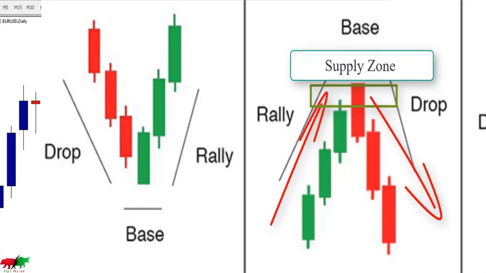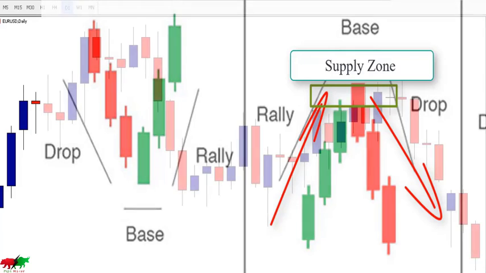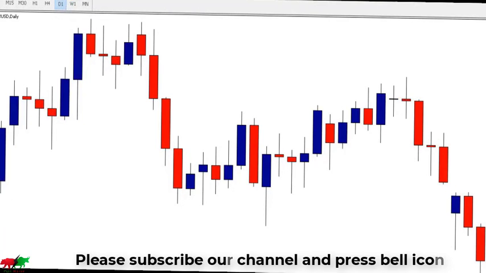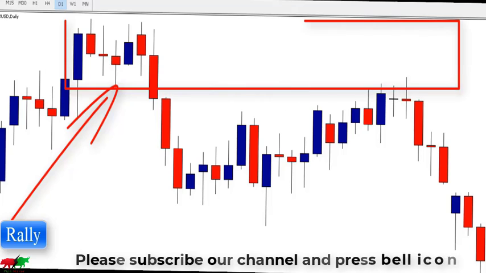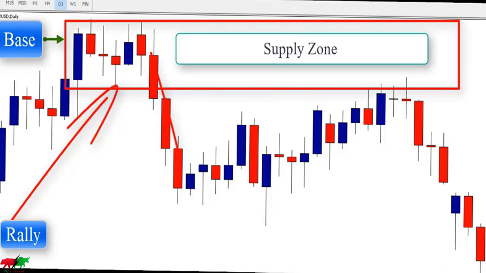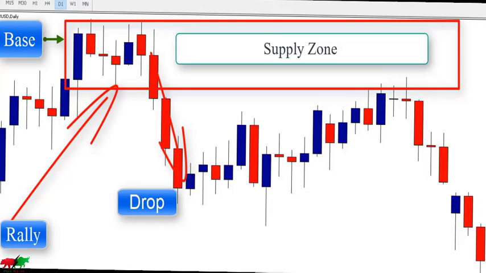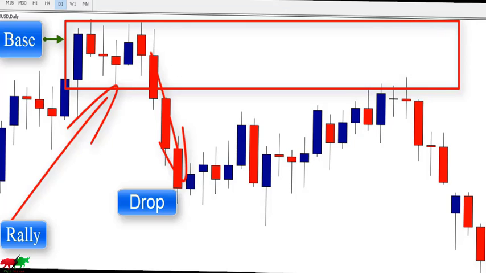The same thing applies to the drop-base-rally demand zone. Now let me give you an example of a rally-base-drop supply zone. This is the EUR/USD daily chart, and this is a clear example of a rally-base-drop supply zone. This pattern occurs when the market reverses from moving higher to moving lower. So this is a move up, followed by a base, and followed by a move down. When the market approaches this supply zone, we can predict another move down, and that's what happened. This is a clear doji price action setup that formed at the supply zone and confirmed our entry.